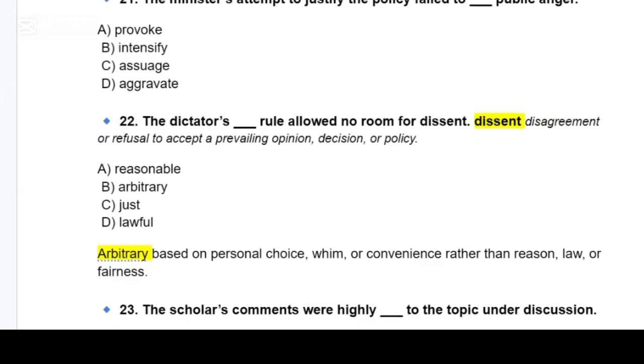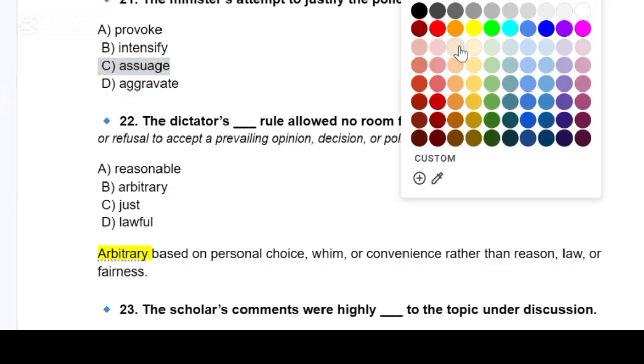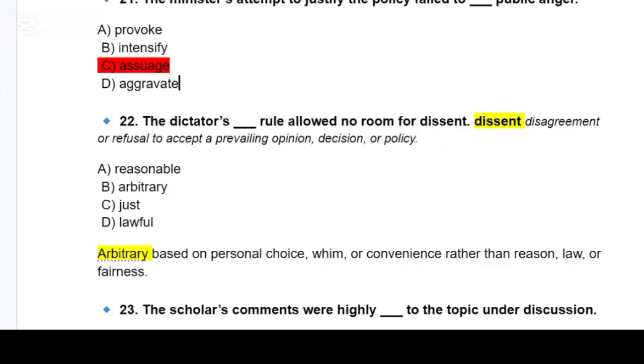The minister's attempt to justify the policy failed to dash public anger. Failed to provoke public anger? No. Intensify? No. Assuage? Aggravate? No. So assuage is correct, because the public was showing anger, and the minister's attempt failed to assuage their anger. Assuage means to calm their anger.